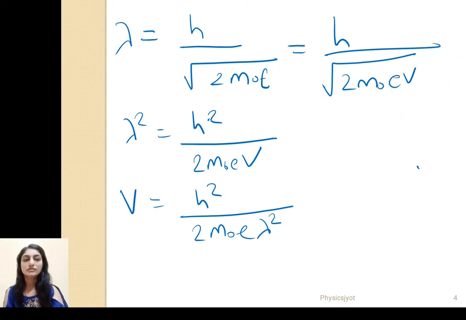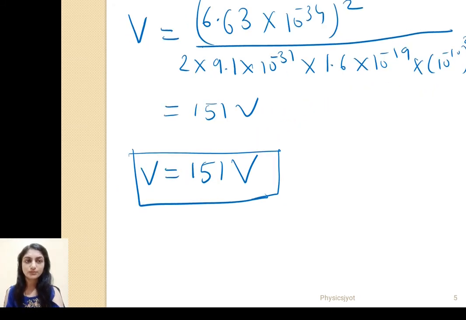Then take the square of both sides. So you will get lambda square equals h square upon 2m0eV. And as you have to calculate capital V, shift this V to this side. So we will get V equals h square upon 2m0e lambda square. After that you just substitute the values which are given in the problem. And after substituting you should get V equals 151 volt. Try it yourself, do the calculations and check whether you are getting the same answer.